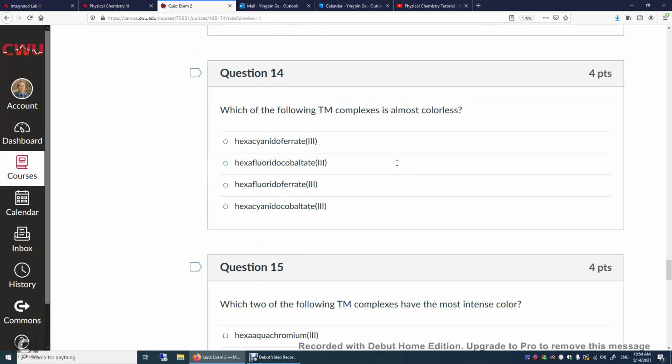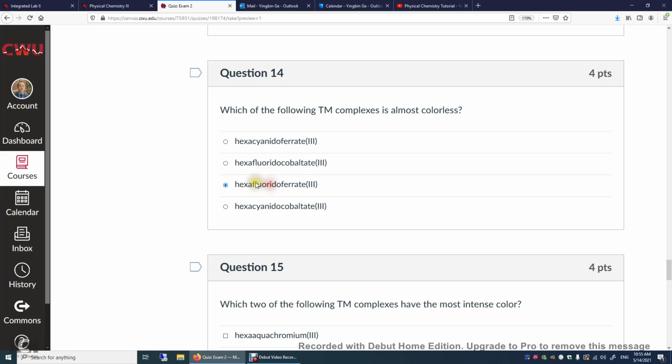Question 14. Which of the following transition metal complexes is almost colorless? Well, this is one of the homework problems in which you need to explain why this is almost colorless. Hexafluoridoferrate(III). First, if you look at this Fe(III), that means we have 8 d electrons minus 3, because the oxidation number is 3. So we have a total of 5 d electrons.